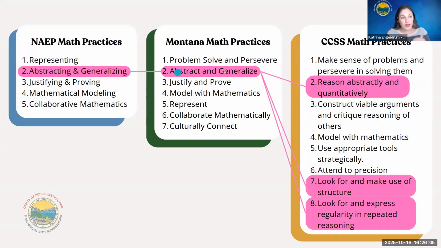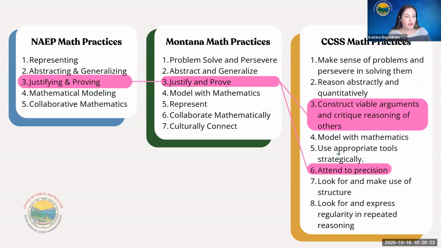They also chose to do abstract and generalize, which is a pretty close adoption from NAEP. If you go look at the language, you'll notice a lot of overlapping terms. And these are kind of a conglomeration of three math practices from Common Core conceptually. Justifying and proving, kind of the same thing as I just said with abstract and generalize. You had kind of a crosswalk that's pretty close there. And then a blending of constructing arguments and then attending to precision. This critiquing reasoning of others is woven in as well.